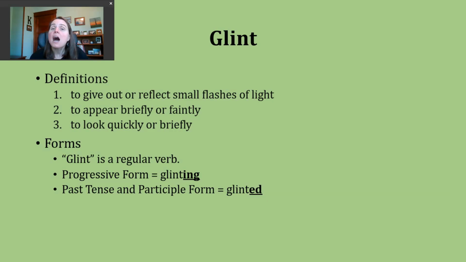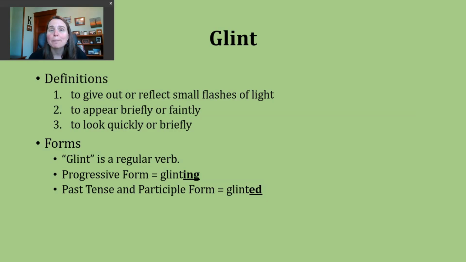A second way you may encounter the verb glint could mean to appear briefly or faintly. And then a third way would be to look quickly or briefly. Those second and third definitions not nearly as common as the first. Now, you should know that glint is a regular verb. To make the progressive form of this verb, all you need to do is add ing, and that forms glinting. The past tense and the participle form of our verb can be made by adding ed.